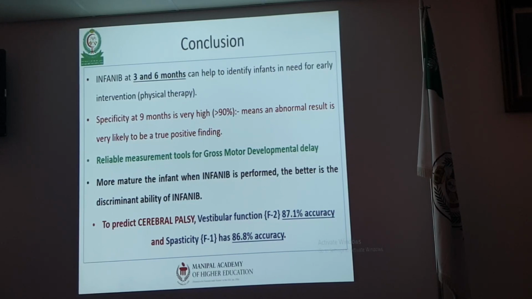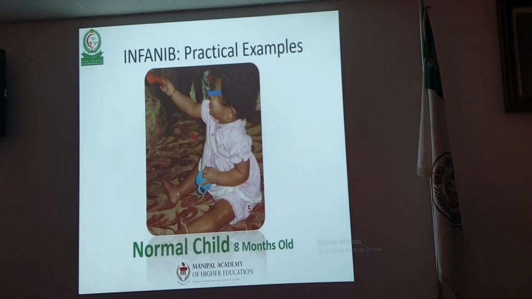The more mature the infant is when you assess, the better the discriminant ability of the Infanib. That means at higher age, you can discriminate the findings of children in terms of developmental disorder much more accurately. To predict cerebral palsy, vestibular function shows 87.1% accuracy and spasticity 86.8% accuracy. So, now we come to the practical examples.